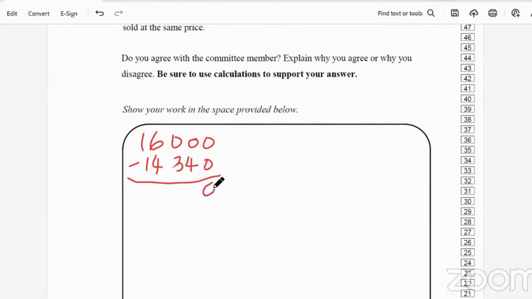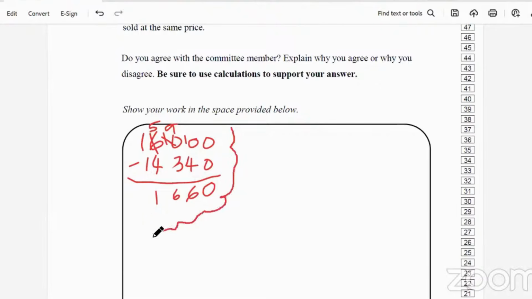All right, so 0 take away 0, that's 0. 0 take away 4, we can't. We go over here to borrow. Then this becomes 9. So 10 take away 4, that's 6. 9 take away 3, that's 6. 5 take away 4, that's 1. So we need $1,660 more.